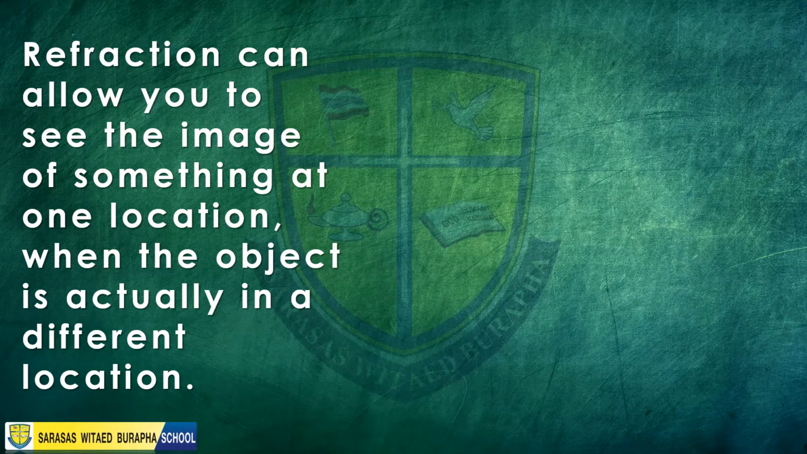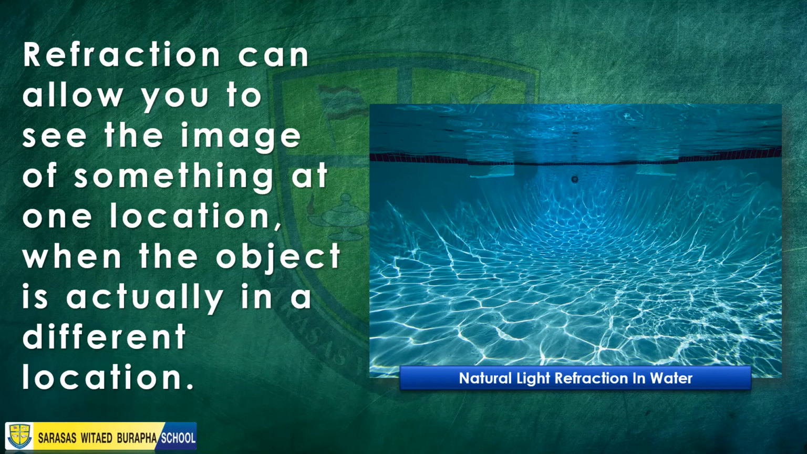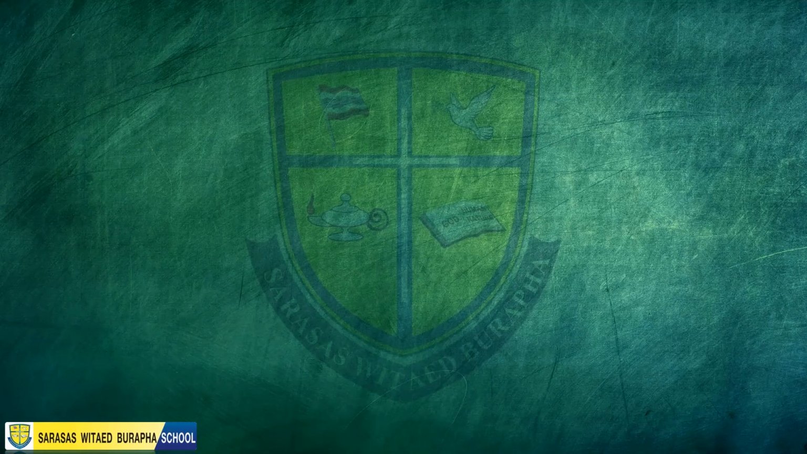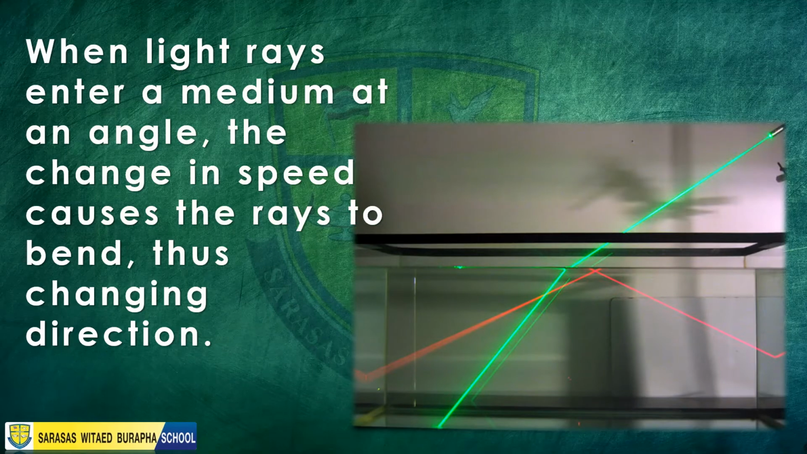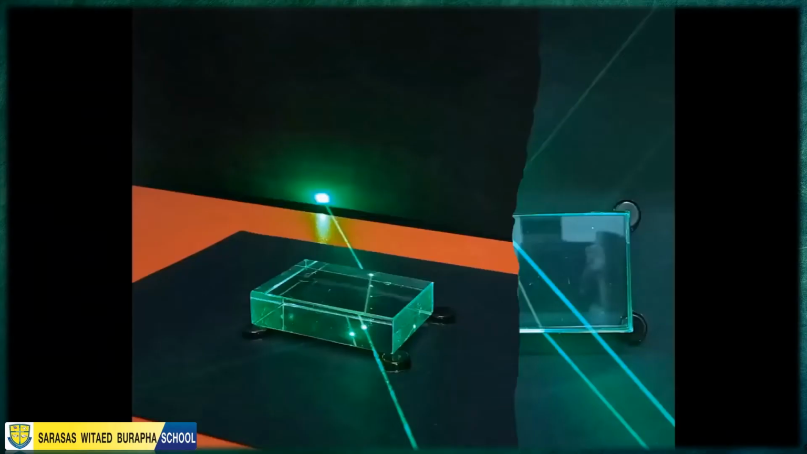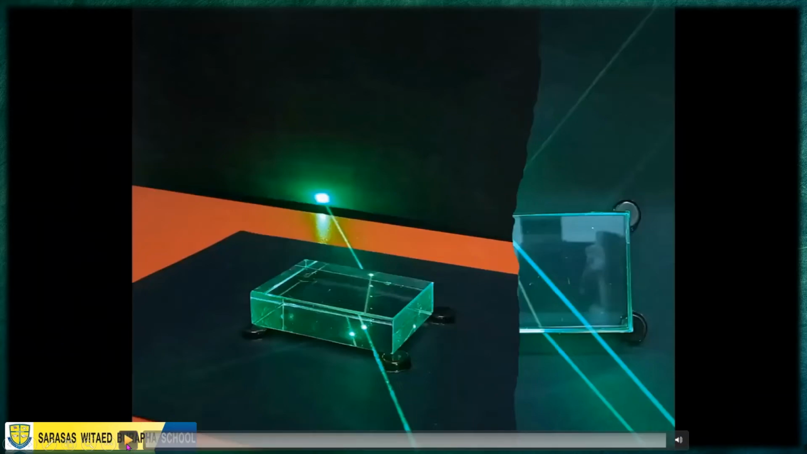Refraction can allow you to see the image of something at one location when the object is actually in a different location. When light rays enter a medium at an angle, the change in speed causes the rays to bend, thus changing direction. Here is another sample video.